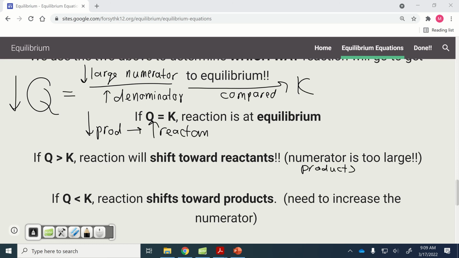So if Q is larger than K, you will shift toward the reactants always. Now you could try to just remember that, because then if the opposite is true, the reaction will shift toward the products. You need to increase the numerator. Your Q value is too small compared to the K. We need to increase that up to where K is until they're both equal in the end. All right? So that's where we're looking at with the two values here.